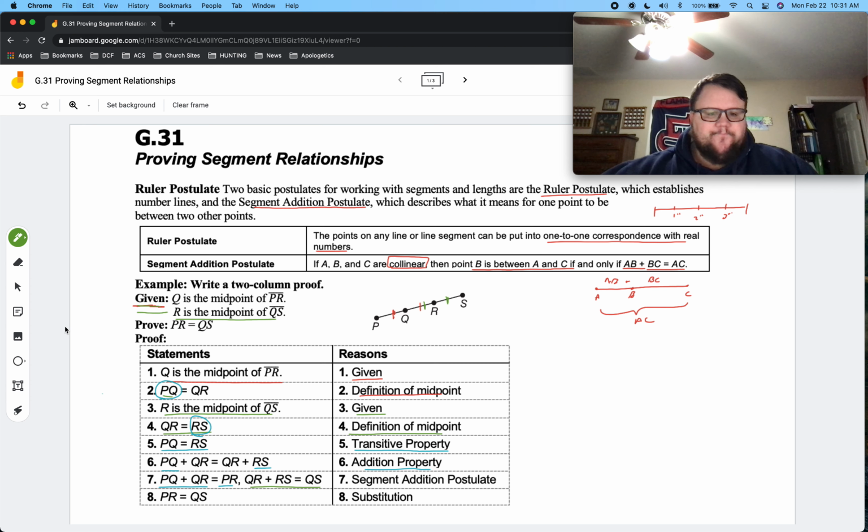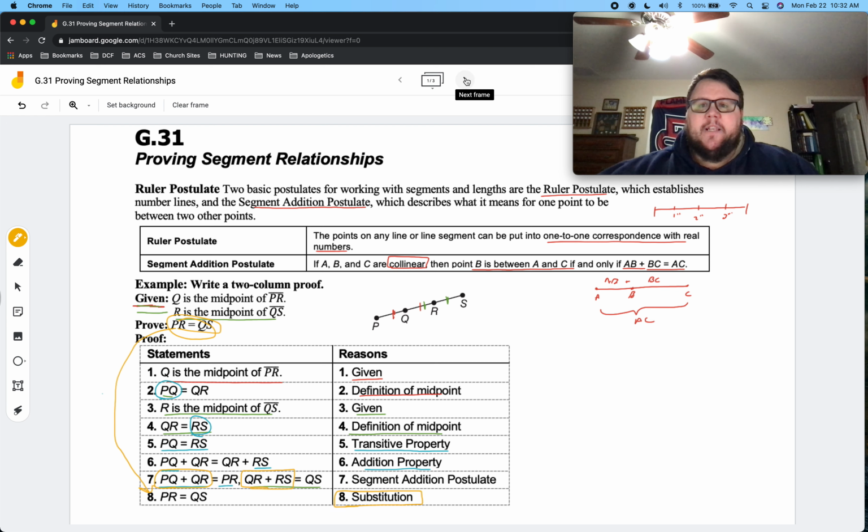So now we can say that since PQ plus QR equals QR plus RS, and they're equal, that would mean that PR has to equal QS, and that's what we were trying to prove. We were trying to prove that, and we did. So PR equals QS by substitution.